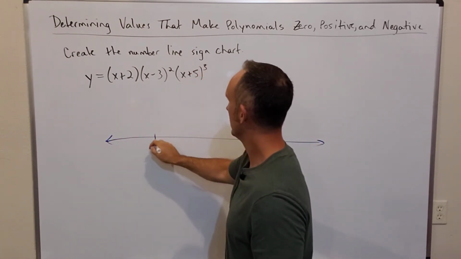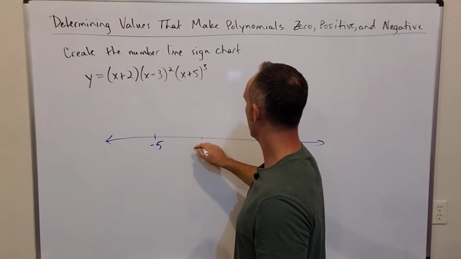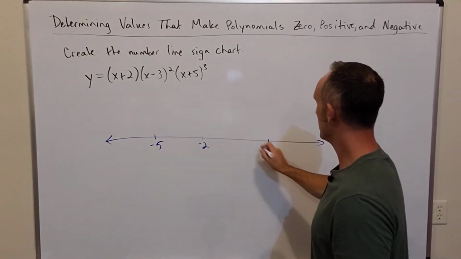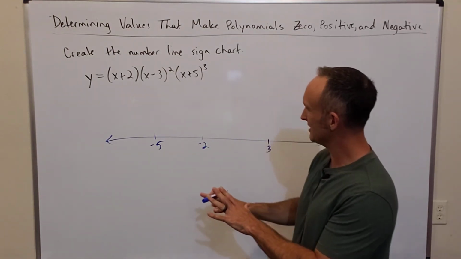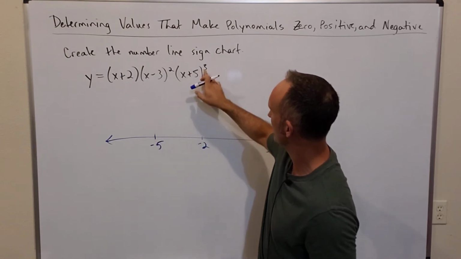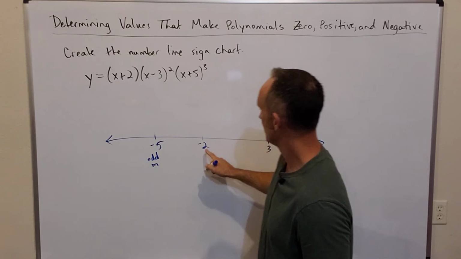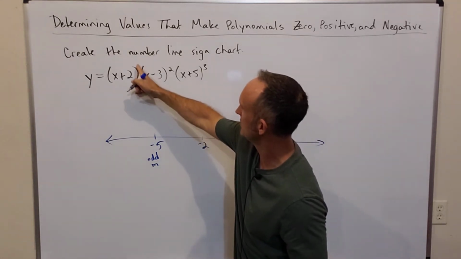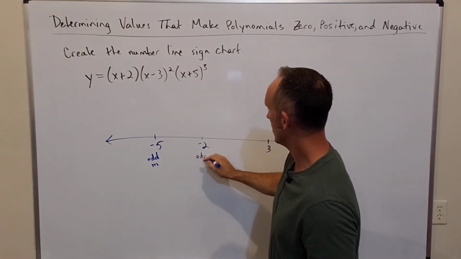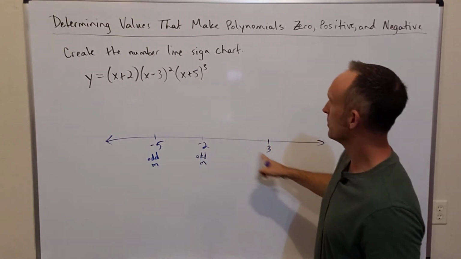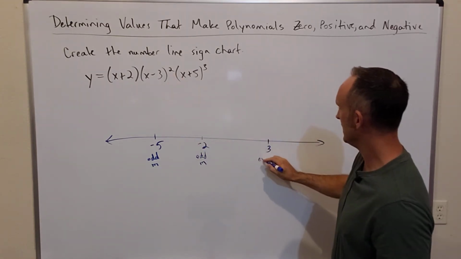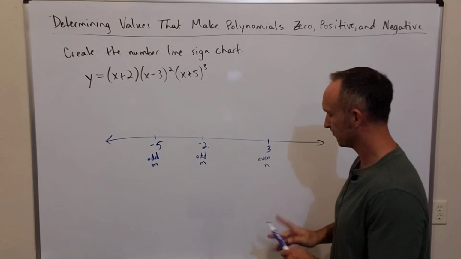We've got negative 5, we've got negative 2, and we've got 3. We're going to utilize multiplicities now, so let's go ahead and write those in. Negative 5 has a multiplicity of 3, so that's an odd multiplicity. Negative 2 has a multiplicity of 1, so that's an odd multiplicity. And 3 has a multiplicity of 2, which is an even multiplicity.